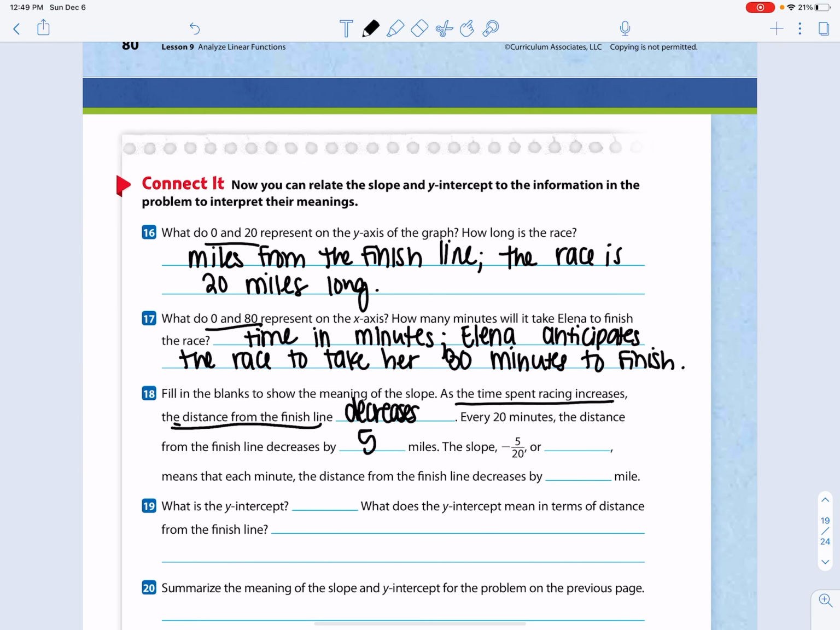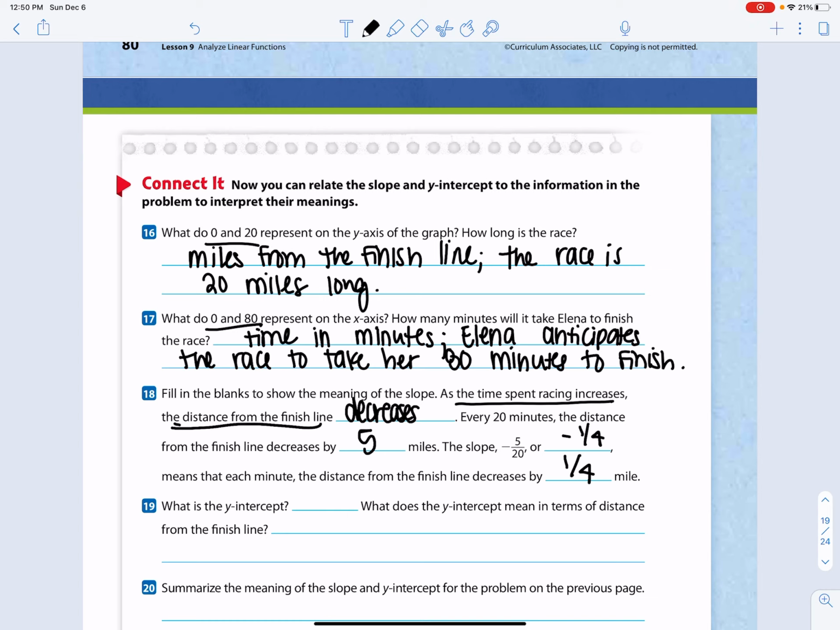5 miles. The slope, -5 over 20, or -1/4, we just simplify it, means that each minute, the distance from the finish line decreases by 1/4 of a mile. I'm sorry, I shouldn't have said -1/4. It just decreases by 1/4 of a mile because we already said decreases, so you didn't have to make it negative.